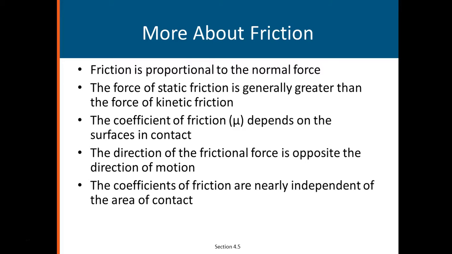The coefficient depends on the surface. Remember, the coefficient is just an innate thing that all surfaces have. And so it just depends on what the surface is. The direction of the frictional force is always opposite of the motion. And the coefficients of friction are nearly independent of the area. That's not really that important, but the area of contact doesn't really matter. The coefficients are going to stay the same on a general surface.